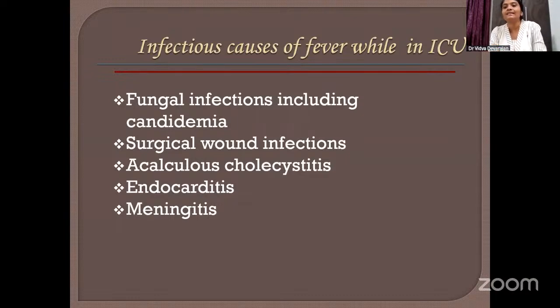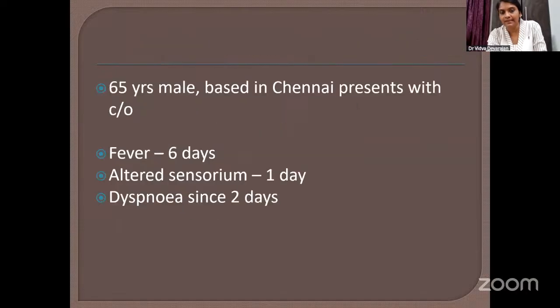With any of these risk factors, what we call the candida score, one of the causes of sepsis could be candidemia. So look for surgical site infections. They may also denote some deep organ infections, like I mentioned, acalculous cholecystitis, endocarditis, meningitis, etc. So I will go to a few cases now.